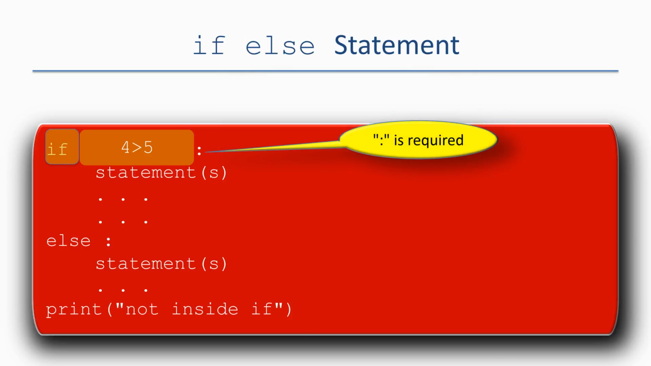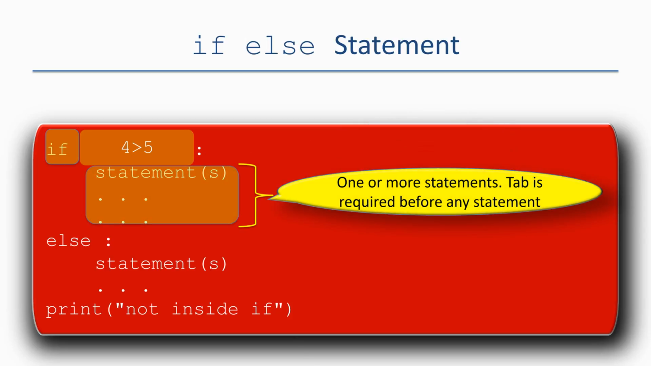Next, we learned that after the expression, we always need a colon. Next, we learned that one or more statements follow the if statement, and a tab is absolutely required before any of these statements. For example, in here I can say x is equal to 6 and print some words such as high. The point is that there are one or more statements which will follow the if statement.